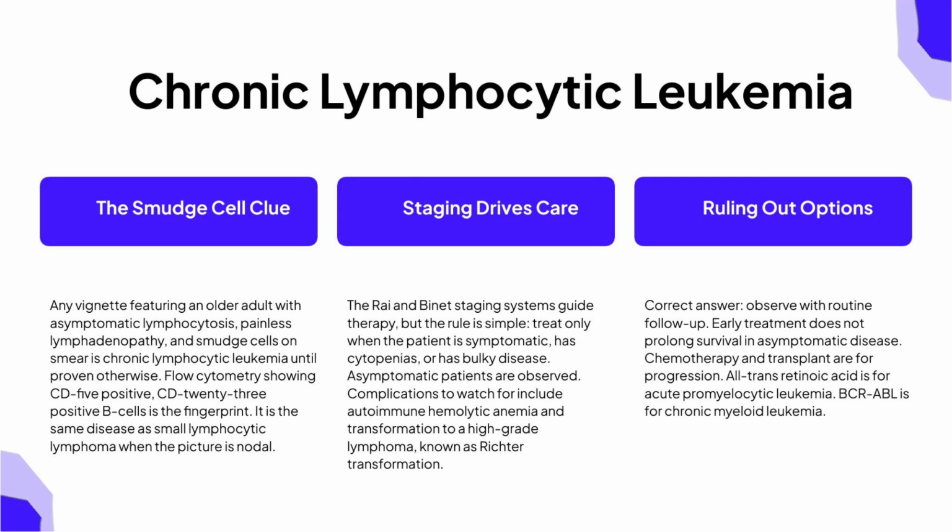Chemotherapy and transplant are not first-line in asymptomatic disease. All-trans retinoic acid is for acute promyelocytic leukemia. BCR-ABL testing is for chronic myeloid leukemia. First Aid and the UWorld Question Bank love the watch and wait principle.